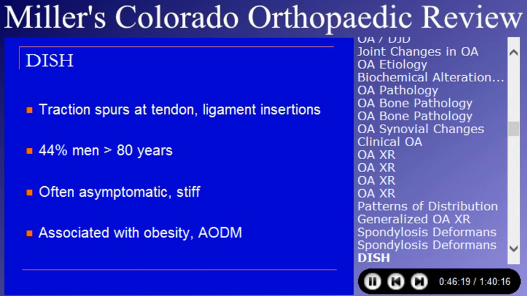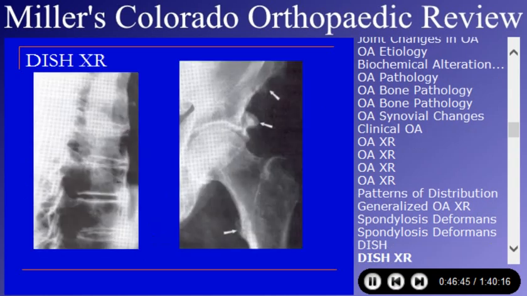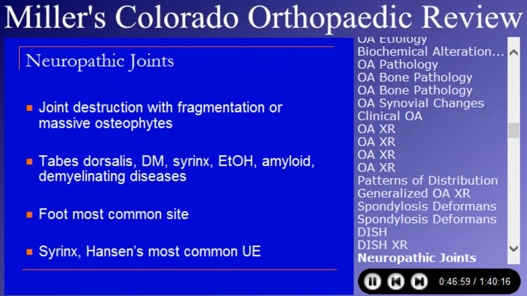Diffuse idiopathic skeletal hyperostosis is a bony proliferation that occurs at tendon and ligament insertions. It is very common in old men. They often don't hurt much, but complain of a lot of stiffness, especially spinal. It's associated with obesity and adult-onset diabetes mellitus. The tendon and ligament insertion site, bony overgrowth, and the spines can become very stiff, generally not a surgical entity.